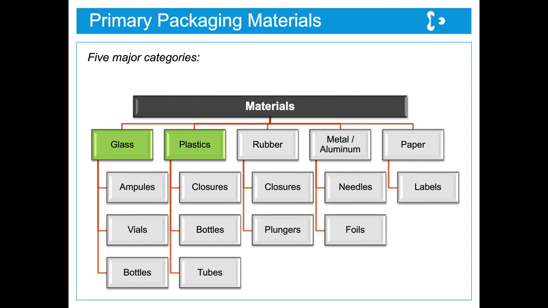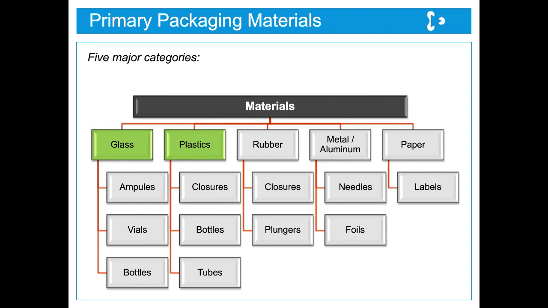But real quickly, I just want to give you some examples of primary packaging components for glass. I have outlined ampules, vials, and bottles. Now, there are many more. There are also syringes and cartridges, but I didn't want to put every single one. For plastics, it's closures, bottles, and tubes. And again, there are many more, but I just wanted to give you the three most common.